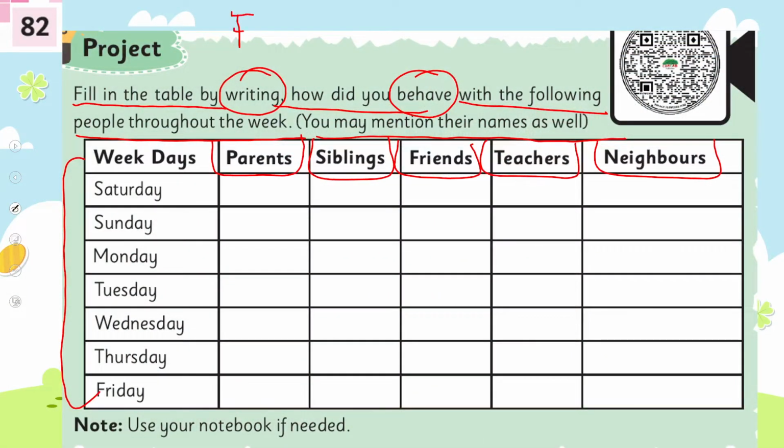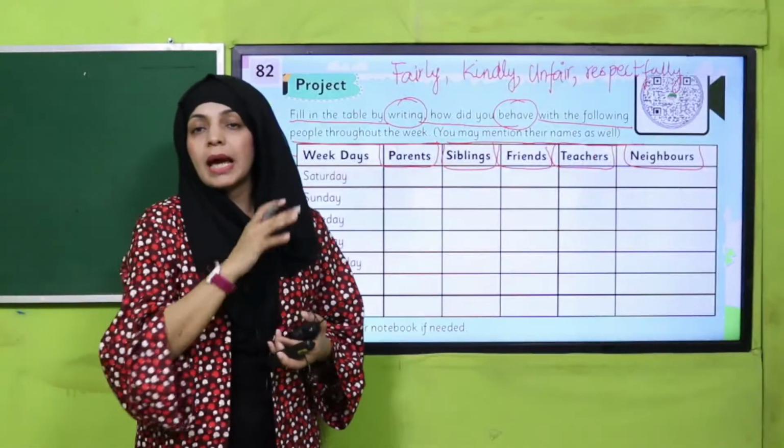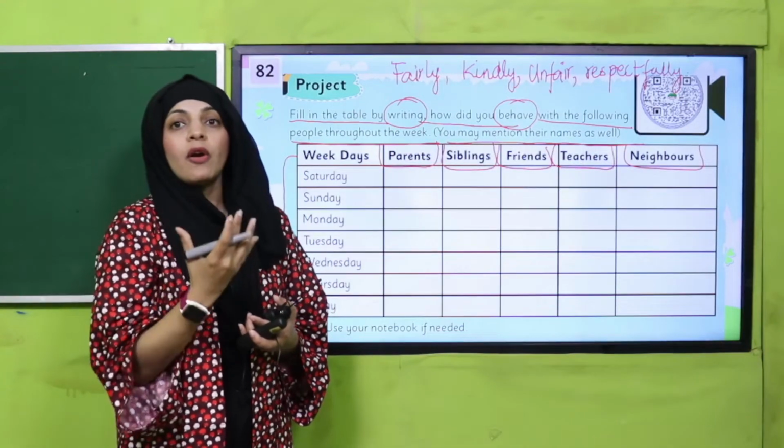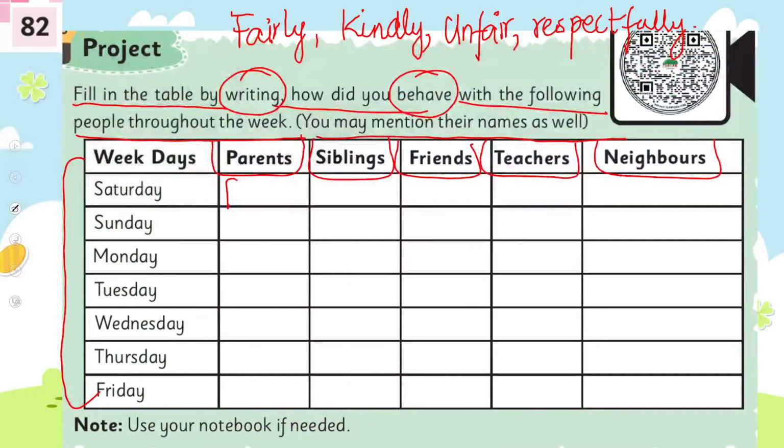सबसे पहला वर्ड है फेयरली, काइंडली, अनफेयर, रिस्पेक्टफुली, सो ये कुछ वोकैबुलरी वर्ड्स हैं जिनको आप यूज करके अपने पूरे टेबल को फिल कर सकते हैं. फॉर एग्जाम्पल, ऑन सैटरडे हाउ डिड यू बिहेव विद योर पेरेंट्स? सो इट वॉज रिस्पेक्टफुली, सो यू विल राइट हियर रिस्पेक्टफुली.